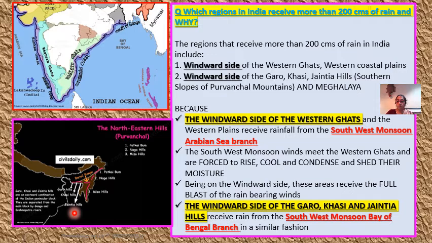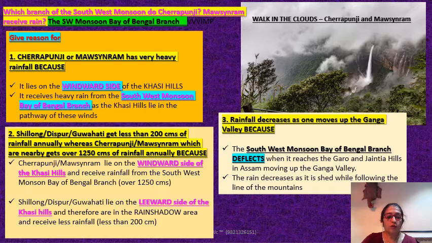Meghalaya, where you have Cherrapunji and Mawsynram, they are going to get rains from the southwest monsoon Bay of Bengal branch. So now, which branch of the southwest monsoon do Cherrapunji and Mawsynram receive rain? The southwest monsoon Bay of Bengal branch. I showed you in the previous slide.